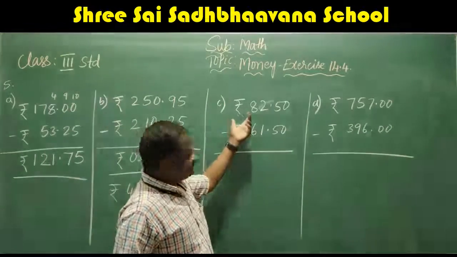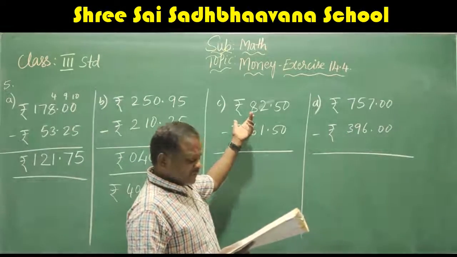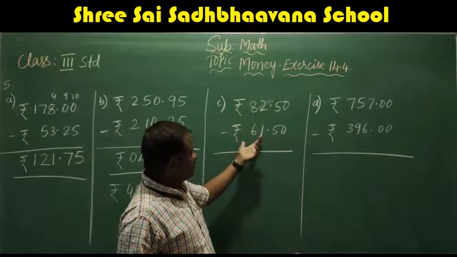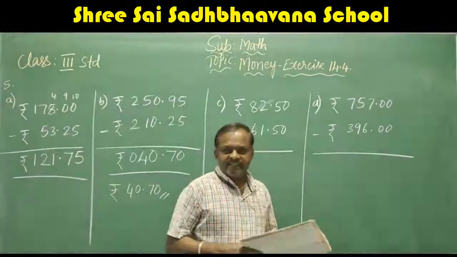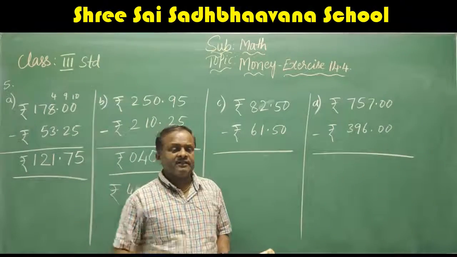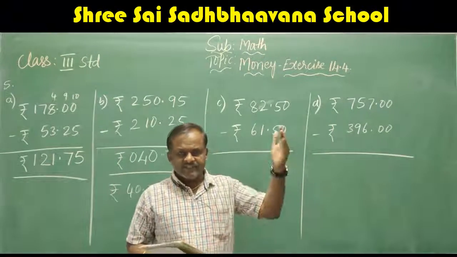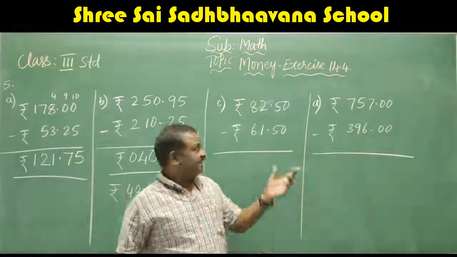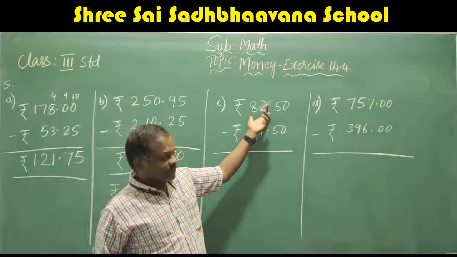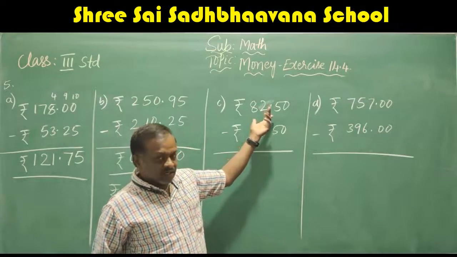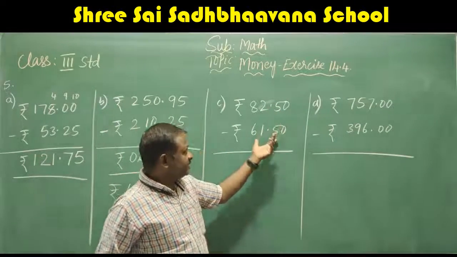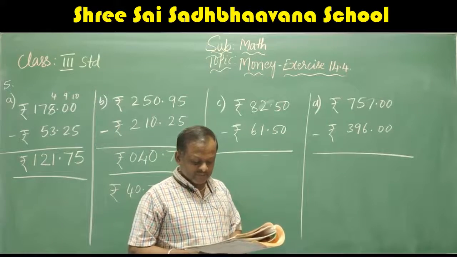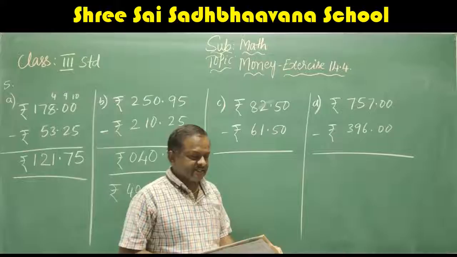Next, come to the next one. The price of a tomato ketchup has been reduced from rupees 82.50 to rupees 61.50. In some shops, they will reduce the cost of some items to advertise more or to sell more. Like that, they reduced the tomato ketchup cost from rupees 82.50 to rupees 61.50. Then how much money have we saved? Or find the reduction in price.